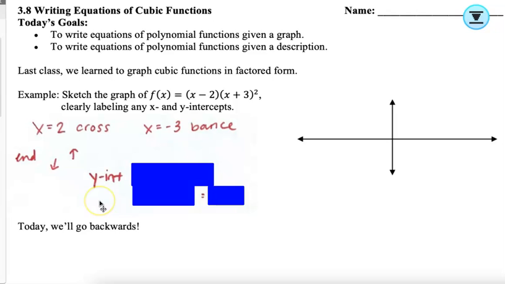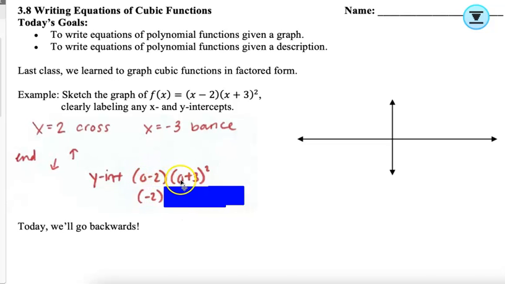Now let's find the y-intercept by substituting in 0. So I would have (0 minus 2)(0 plus 3) squared. Let's do some mental math. 0 minus 2 is negative 2, and then 0 plus 3 is 3. 3 squared is 9. So for a final y-intercept of negative 18.